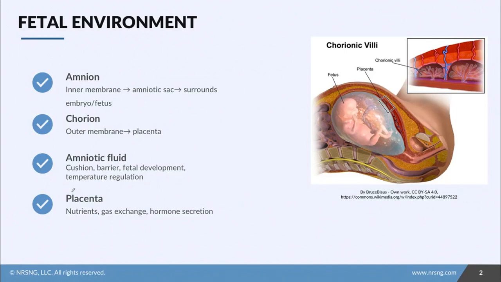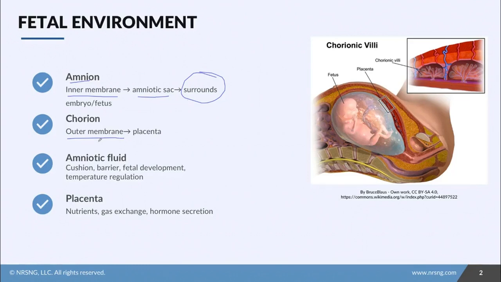So let's first review that for all of this environment to develop, implantation has occurred. So we've had implantation in the uterus. The blastocyst is what has implanted into the endometrium. From this, the amnion and the chorion are going to form. The amnion will form from the inner membrane of that blastocyst and will develop into the amniotic sac. So that is going to surround that embryo or fetus. And then the chorion is the outer membrane. Okay, so amnion is the inner, chorion is the outer membrane.